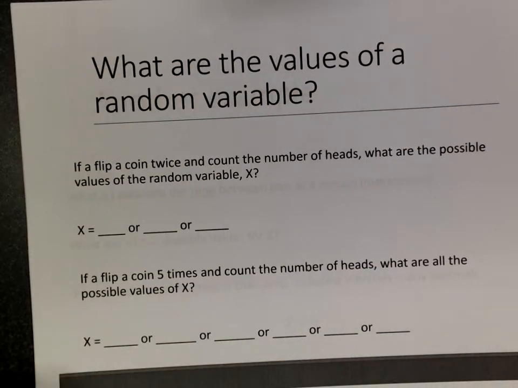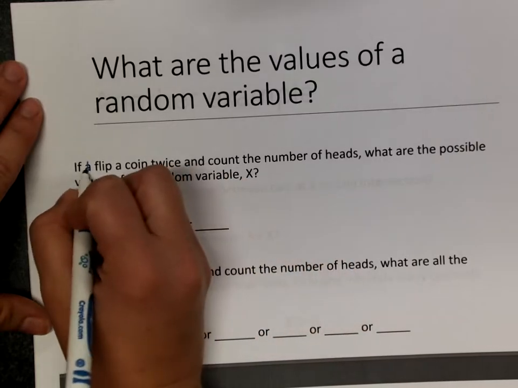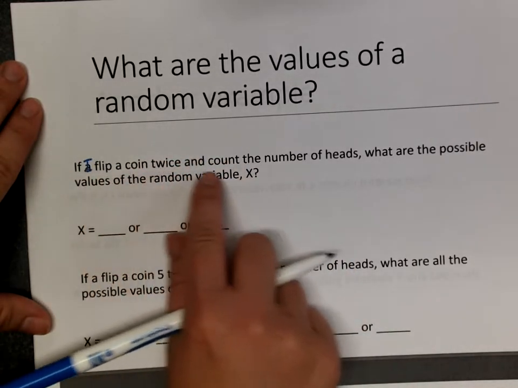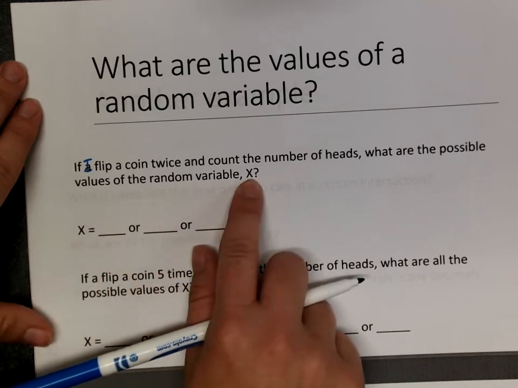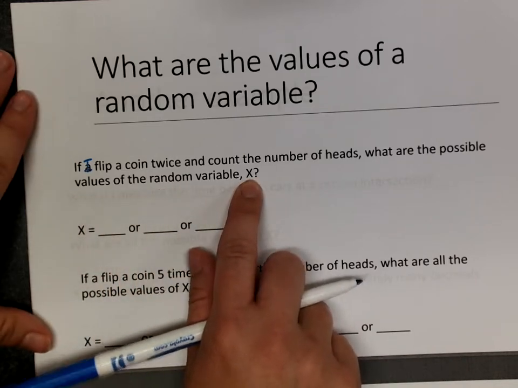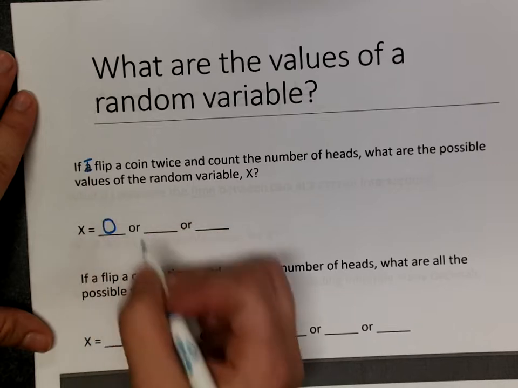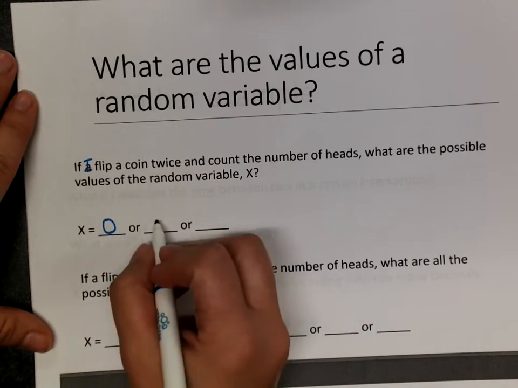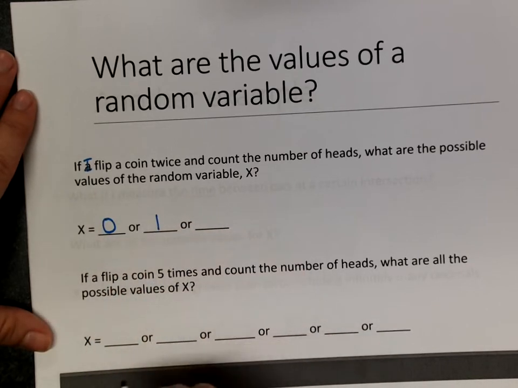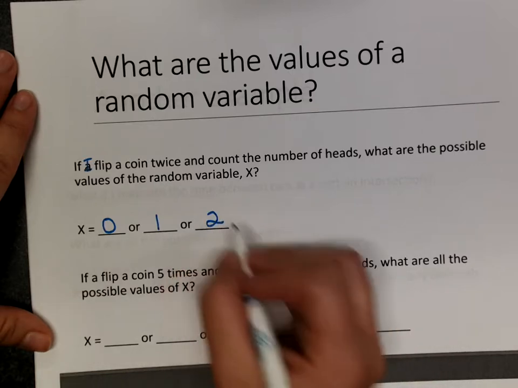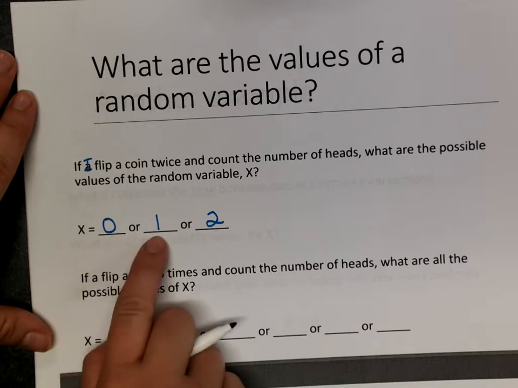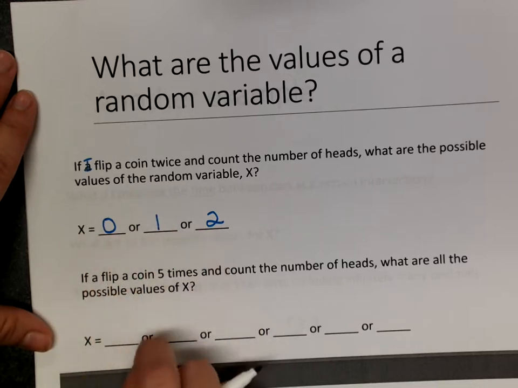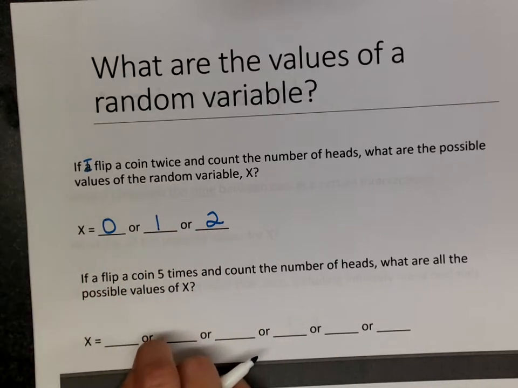If I flip a coin twice and count the number of heads, what are the possible values of the random variable X? So if I flip a coin twice, I could get 0 heads. I could get tails both times. I could get 1 heads, 1 tails, or I could get 2 heads, no tails. So my different random variables are 0, 1, or 2. Those are the numerical values that I can get.